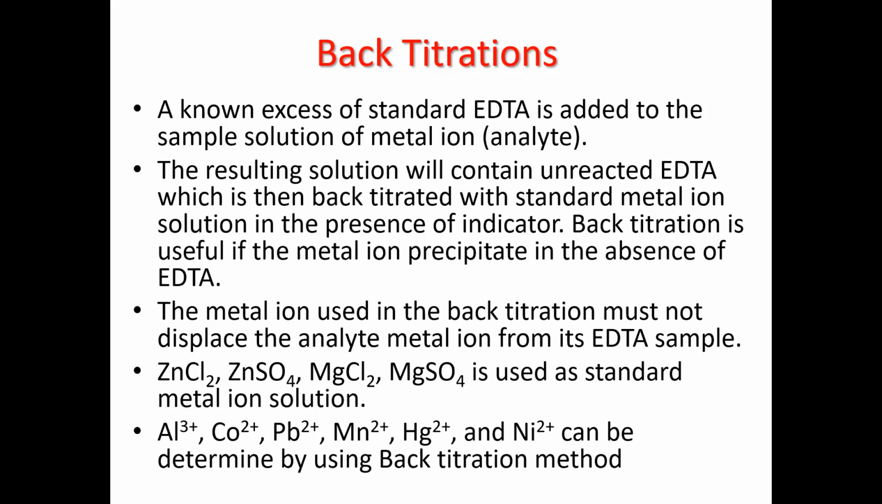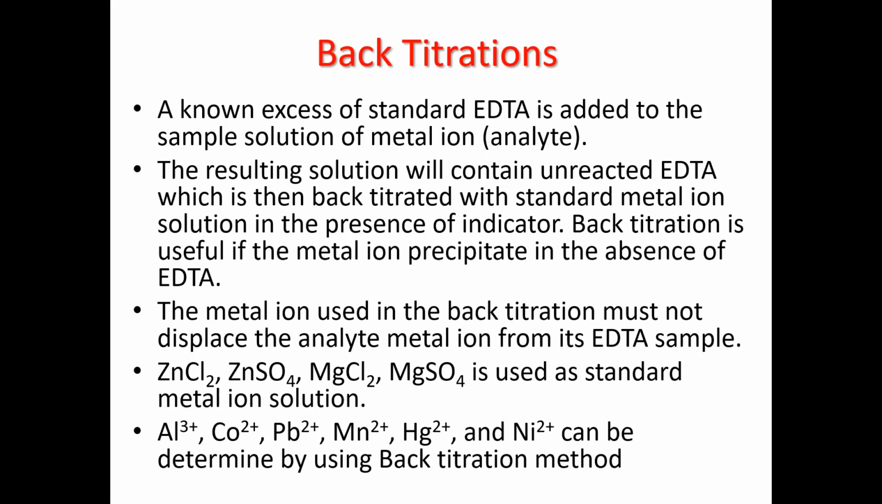So you can now do your calculation to get the concentration of the ion that actually formed the complex with the EDTA. The metal ion that is used in the back titration must not displace the analyzed metal ion from the EDTA. So let's say you have metal A forming a complex with EDTA. Then the excess EDTA is now titrated with metal B. And that metal B should not displace A, which is our analyte of interest, from the metal EDTA complex formed.